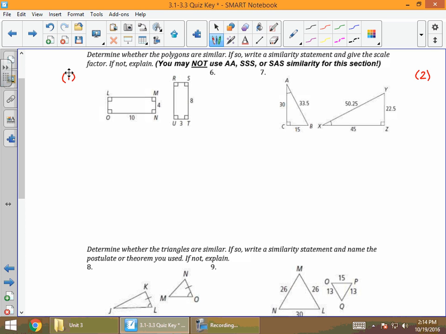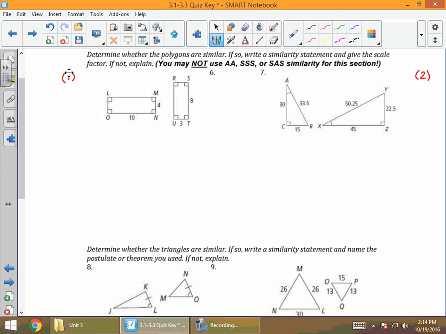It says, determine whether the polygons are similar. Now, we can't use a shortcut because, remember, AA, SSS, SAS, those only work in triangles. This first figure is not even a triangle. It is a rectangle. So understanding what similar figures are just means you have to have corresponding angles congruent and corresponding sides have to be proportional.